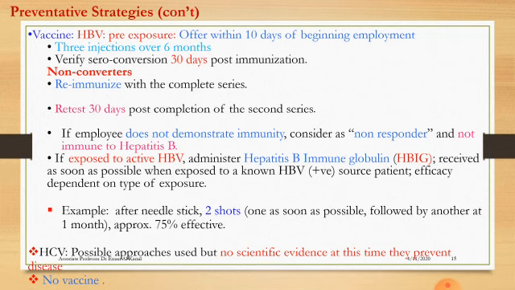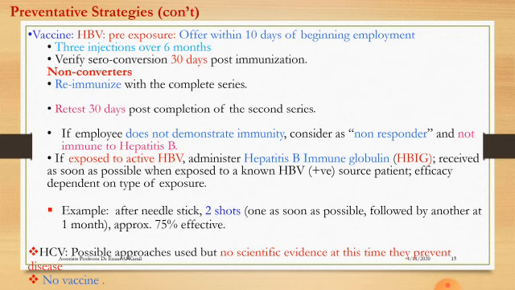So it is important to verify seroconversion 30 days post immunization. After the immunization with the hepatitis B vaccine, he should be tested for hepatitis B surface antibody. If he has these antibodies in the blood, that means he is immune against hepatitis B.